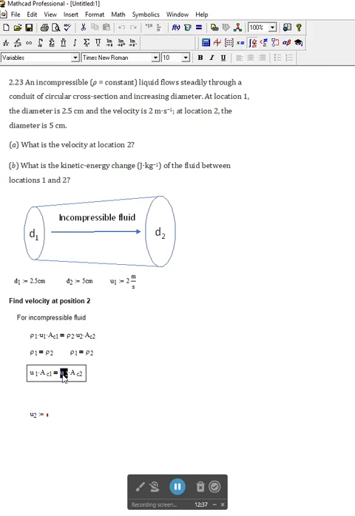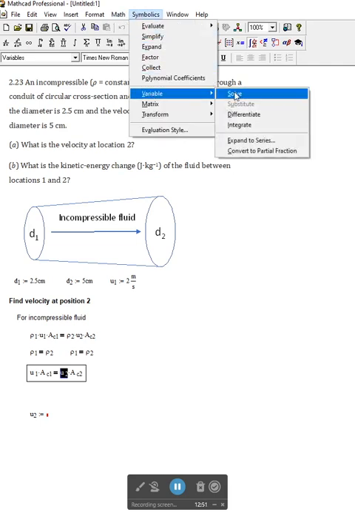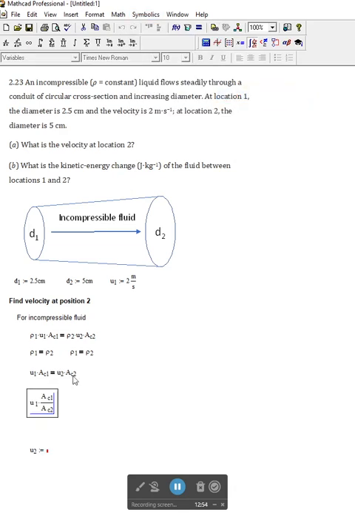And to solve for U2, I go to this equation and select the variable that I want to solve for, so not AC2, I want to solve for U2. I go up to symbolics, variable, solve. And I click on solve. And lo and behold, MathCad does the solution for me. It solves for U2. And so I do a Control X to cut. Click on this, Control V to paste. And there I've got my value.